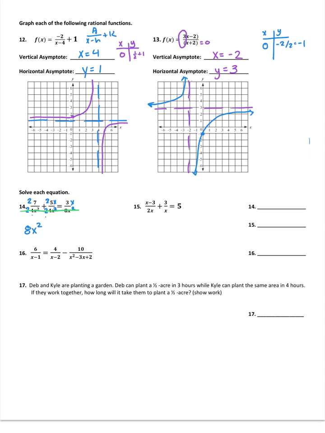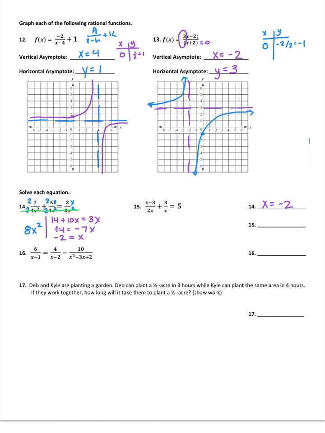And all I'm solving for is 14 plus 10x equals 3x. So that means I have 14 equals negative 7x. So x is going to be negative 2. And notice it does not make any of my denominators 0. So that is a totally okay answer.